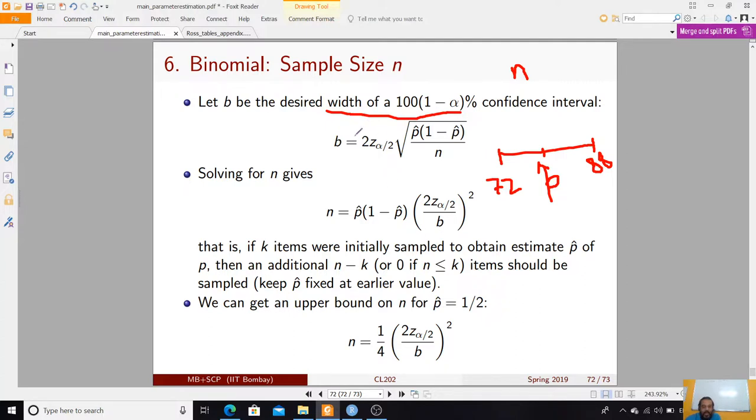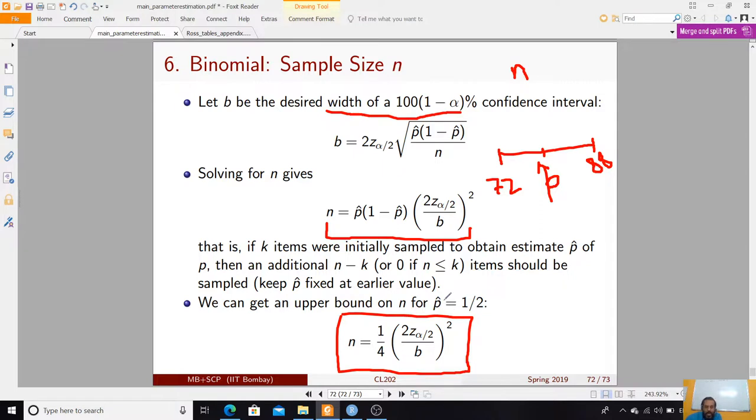So if you rearrange this and write it in terms of n, then you can show that n will equal this. Now, you can further show that this is an upper bound on n.